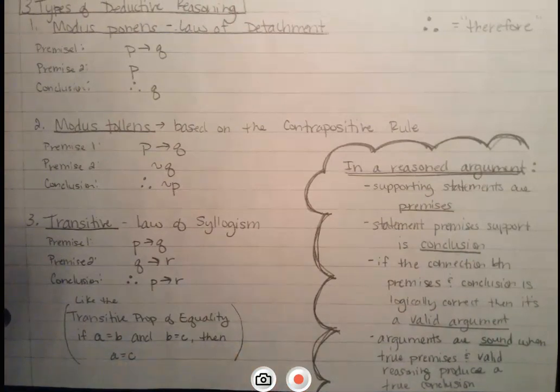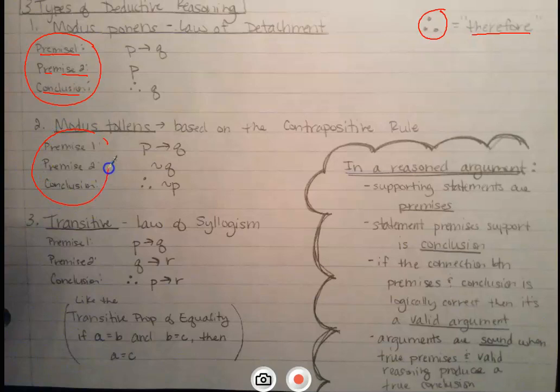Okay, so there are 3 types of deductive reasoning. The first one is called modus ponens, which is the law of detachment. One thing you need to know is this symbol here means therefore. We'll use it a lot, especially in this unit. In logic, there are always 2 premises, premise 1 and premise 2, and then there's a conclusion. So in all 3 of these, we have premise 1, premise 2, and a conclusion. That's one thing you'll notice as we do this. It's very good to notice.